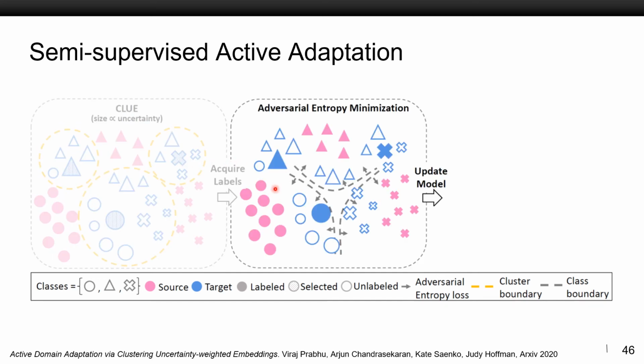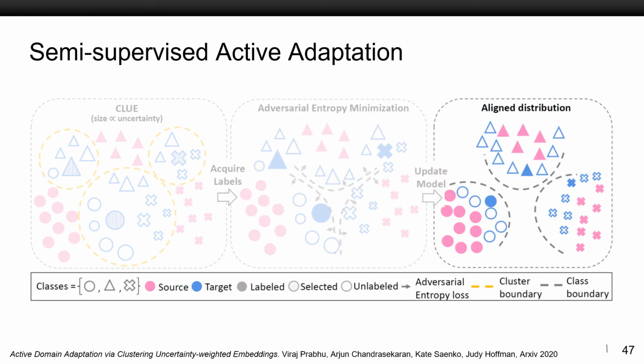Once we've obtained labels, they become solid color shapes, so solid color shapes are labeled. And so now in the next step, we do domain adaptation, and we use an adversarial technique called adversarial entropy minimization. It's technically different from the one I've described before, but at a high level, it's a similar idea. So we're trying to align the distribution of the blue points and the pink points in this step.